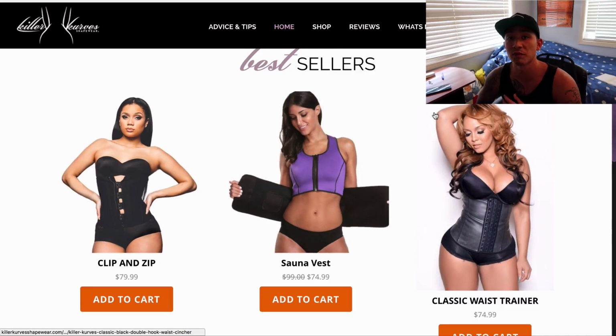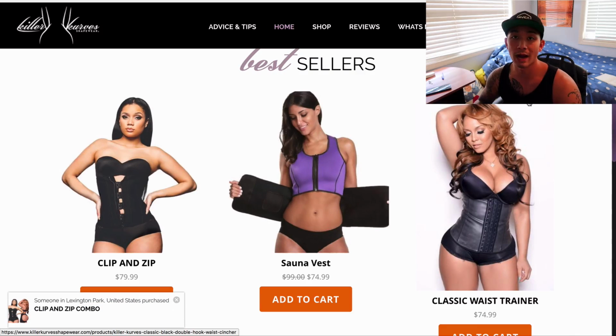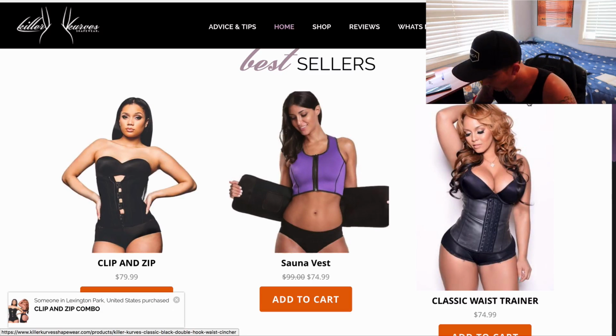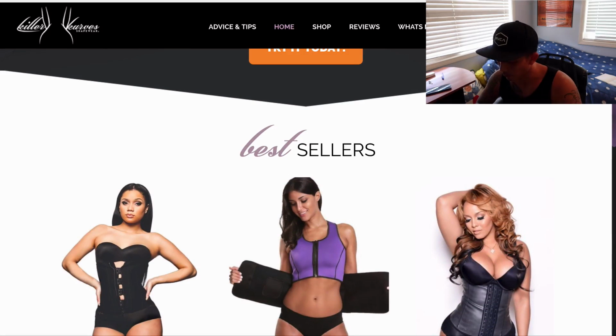I always like to look for $25 or more, personally, that's just me, because I found that it takes the same amount of effort to sell a cheap product versus a more expensive one. And that's why I like to go for these higher margin products, okay? So right here, we found one competitor, killercurveshapewear.com, and we saw their prices, so that's great.